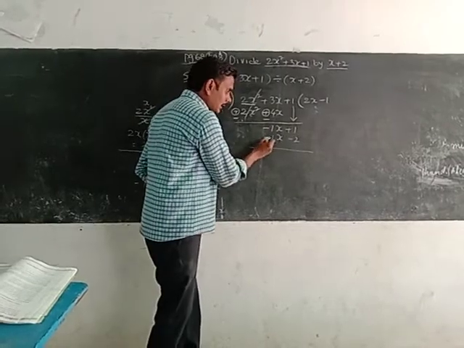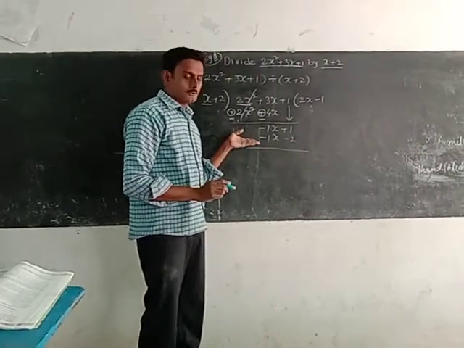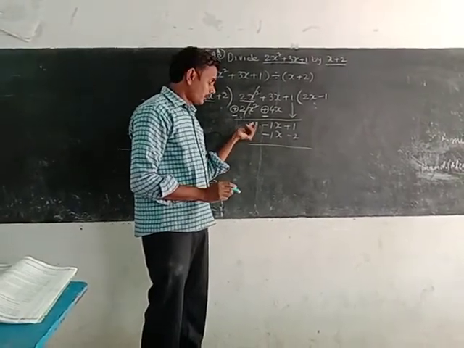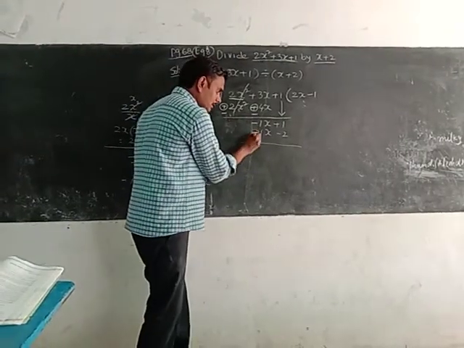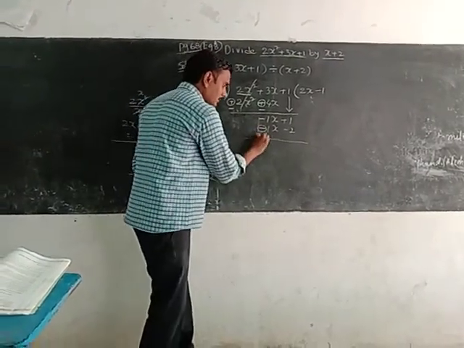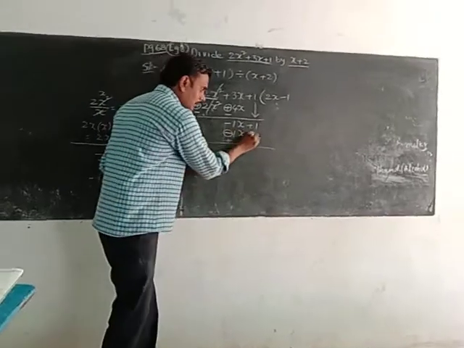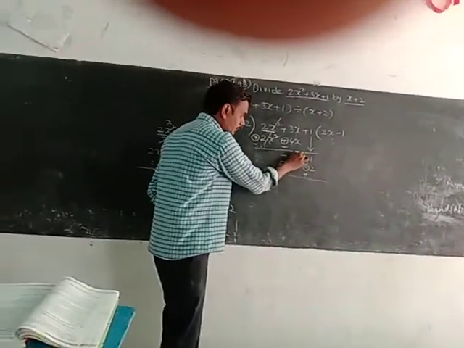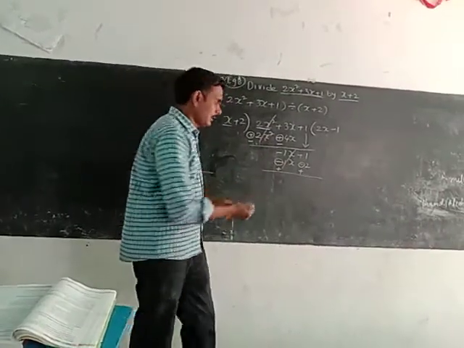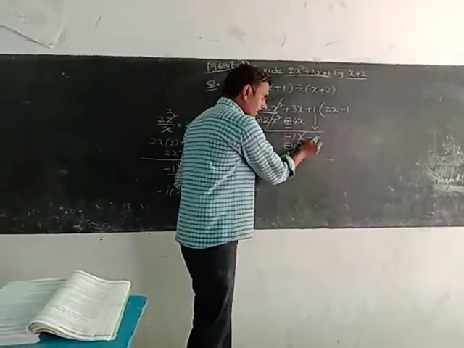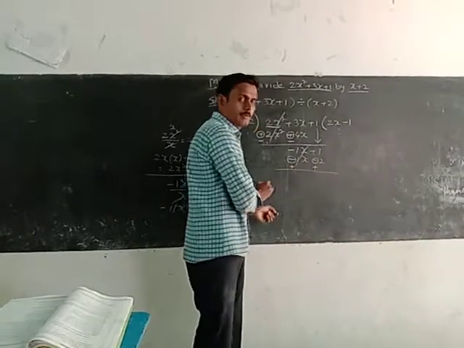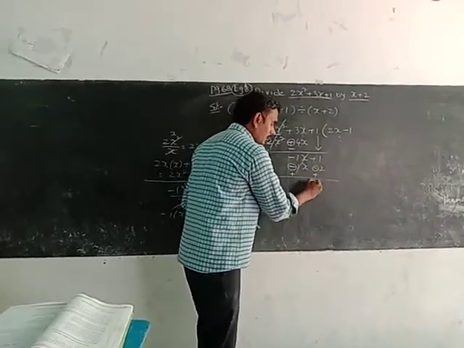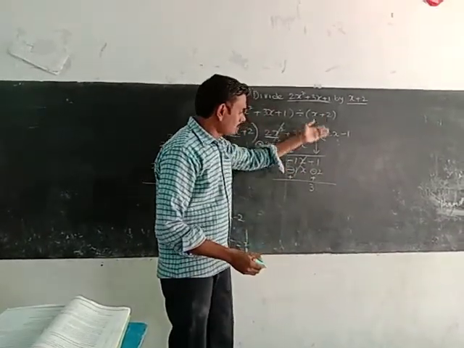Now change the sign of each term of the second expression. Minus here will become plus, and here minus will become plus. Minus 1x plus 1x both will be cancelled. 1 minus 1 is 0. That's why I cancelled that one. Then 1 plus 2 is 3. Any more terms to take down?